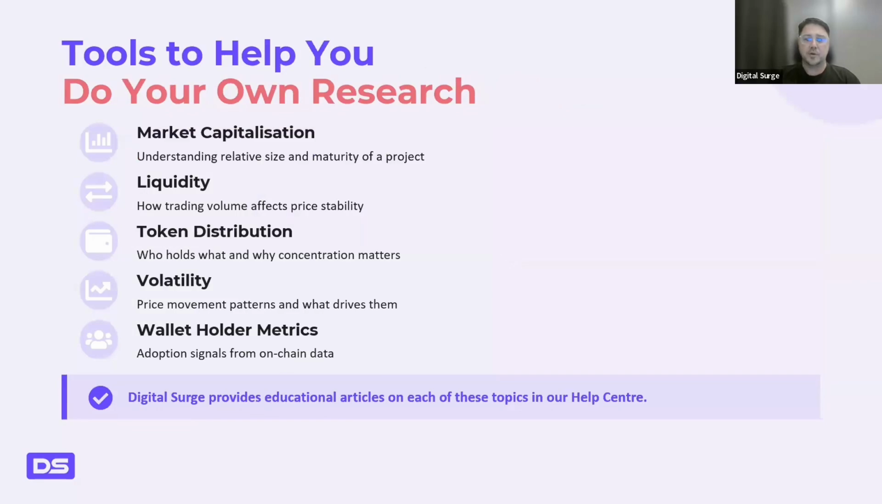When researching a crypto project, there are a few key metrics that can help you better understand its characteristics. So for example, market capitalization helps you understand the relative size of a project. Liquidity, often measured through trading volume, helps indicate how actively an asset is traded. Token distribution looks at how tokens are spread across different wallets. Volatility reflects how much an asset's price tends to move over time. And wallet holder metrics can sometimes provide signals about adoption and community growth.